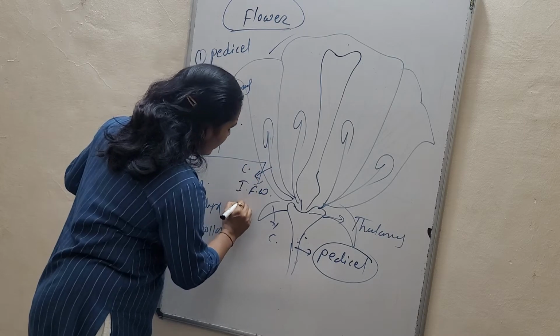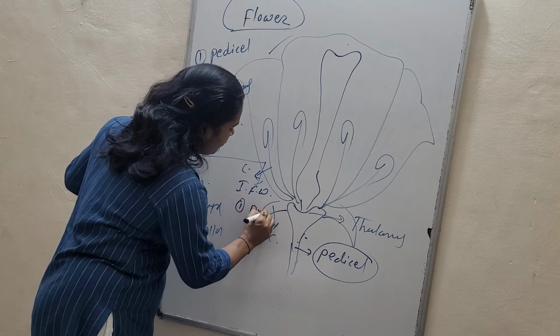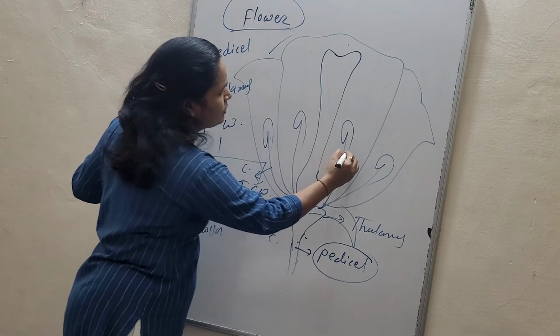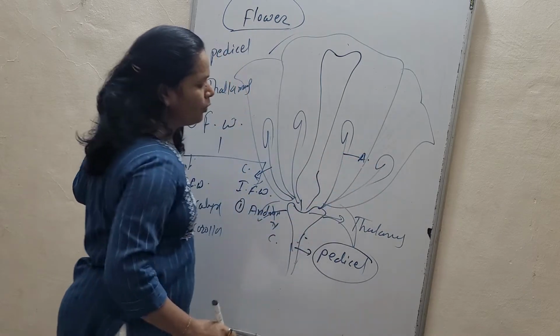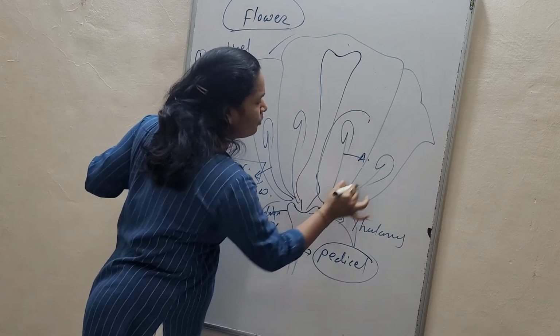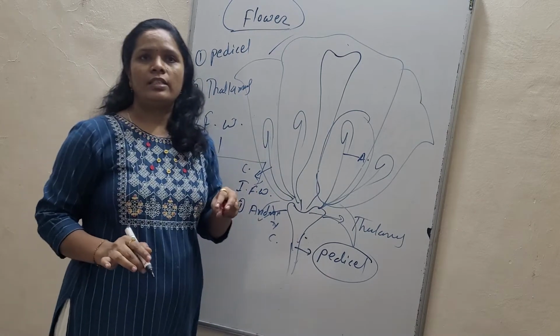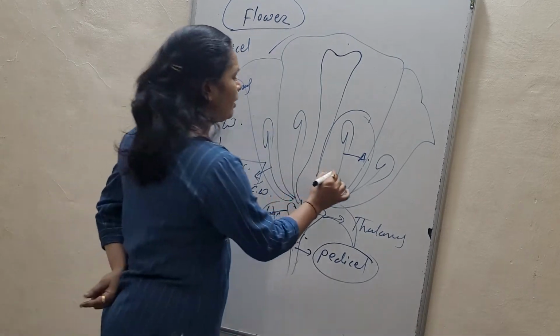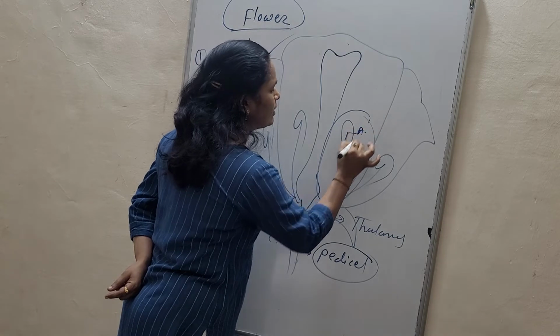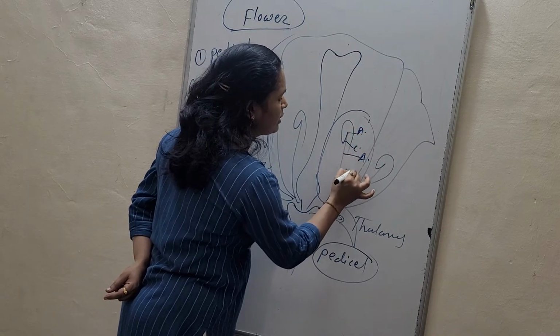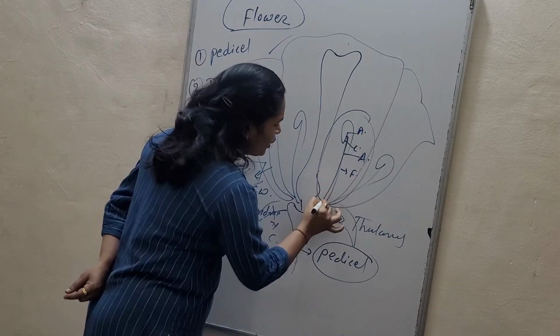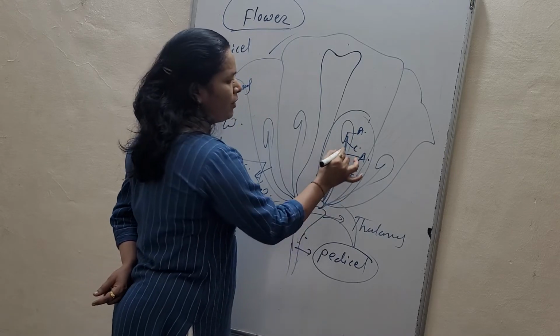The second one is called the essential whorls, including two parts. The first is the androecium. See, this is the androecium, and each individual part of the androecium consists of three parts. Which three parts? The first is the anther, the second is the connective, and the third is the filament. The filament fixes the position. This is the filament's function.